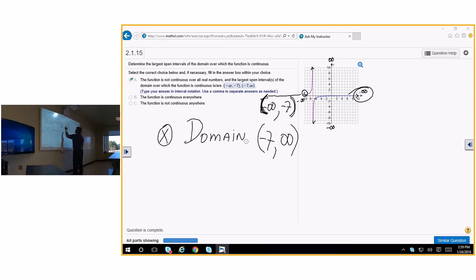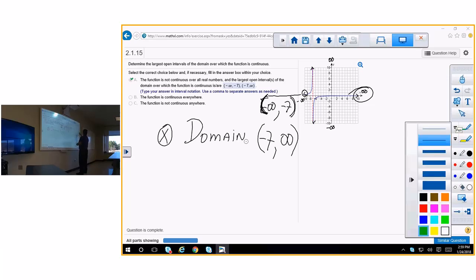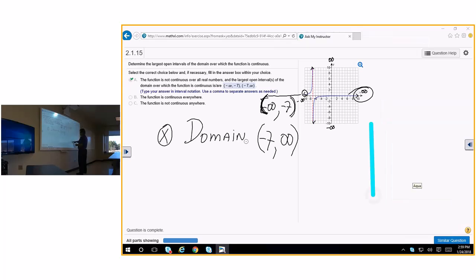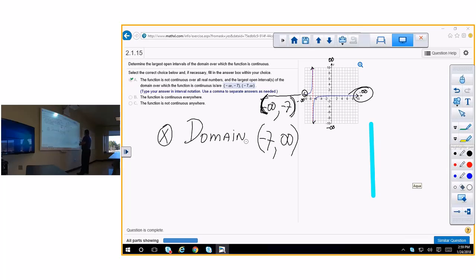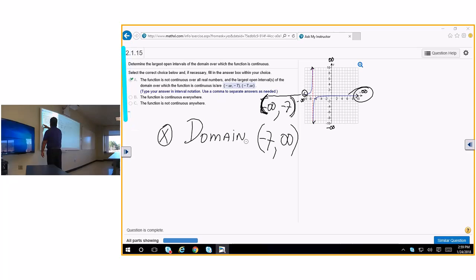So your domain for this function is negative infinity... And I know you can't see this, and I wish you could, but let me do a vertical line. I'm going to make it a little bit thick, and I'm going to make it this blue color. I'm going to draw it right there. Think of this blue line as your eyeball going from left to right. All right? Start at the edge of the page over here.